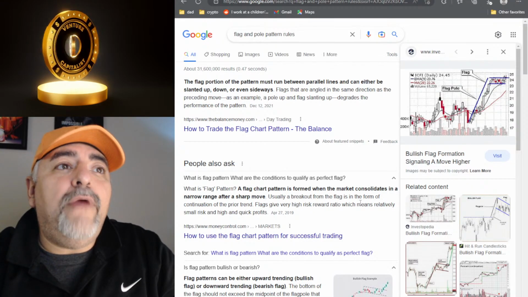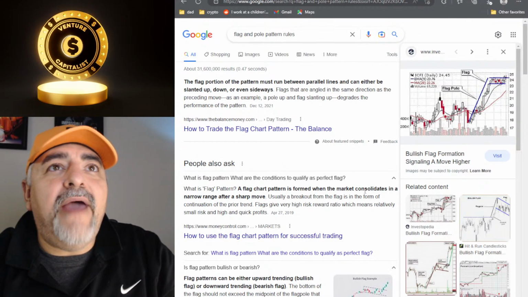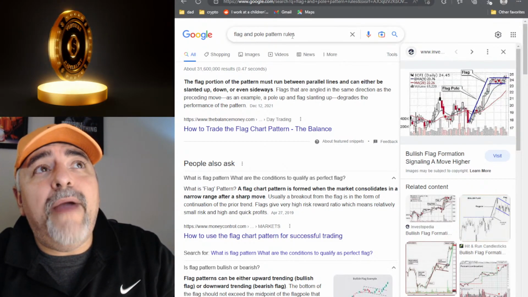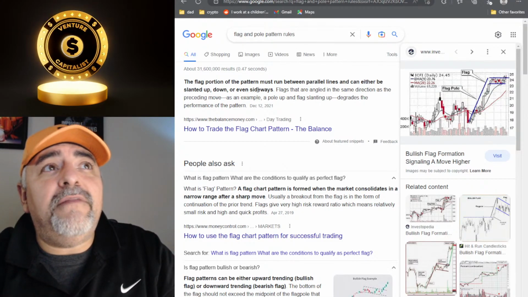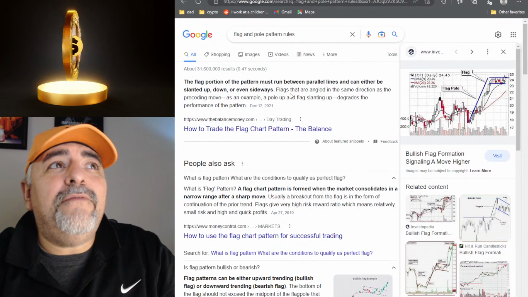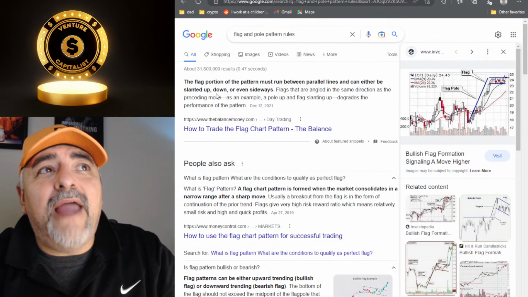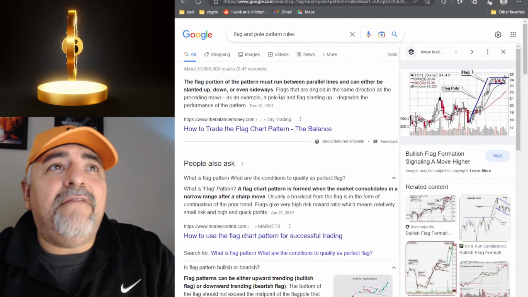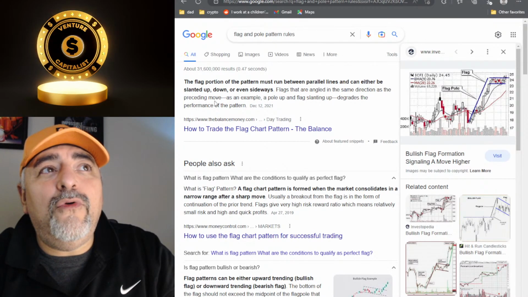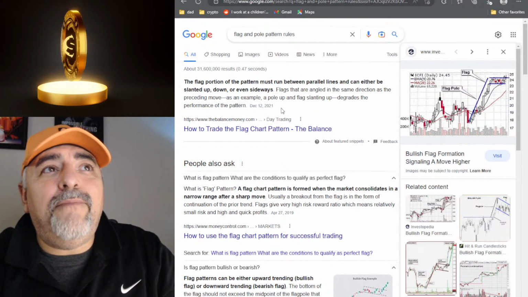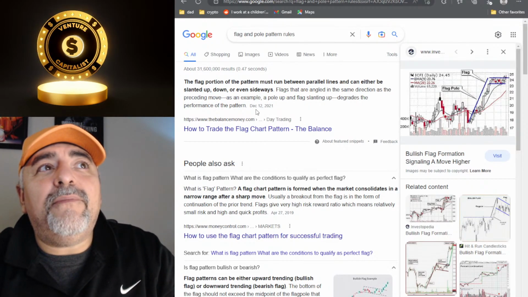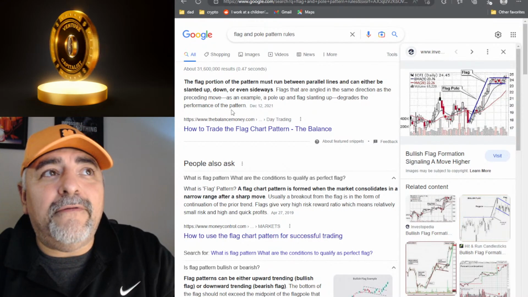The majority of the wins on them are huge. So these are one patterns that you guys can see. And if you take a look, it's very simple to put flag and pole pattern rules, right? The flag portion of the pattern must run between parallel lines and can either be slanted up, down, or even sideways. Flags that are angled in the same direction as the preceding move, as an example, a pole and flag slanting up, degrades the performance of the pattern, right?